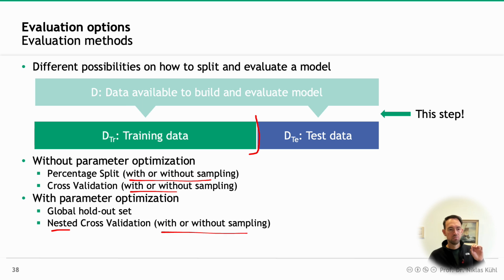Let me start with the most, not common, but most basic form of splitting your data. And let's ignore parameter optimization at the beginning, right? So no parameter optimization. We're happy with the parameters that we have, and we want to do a so-called percentage split.